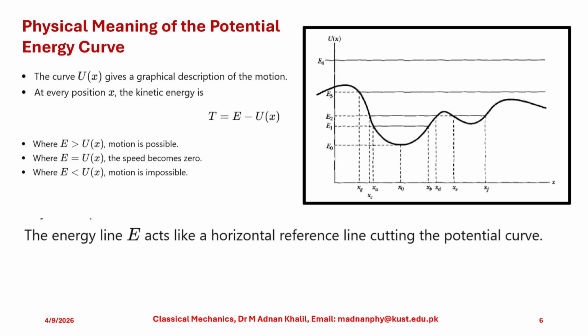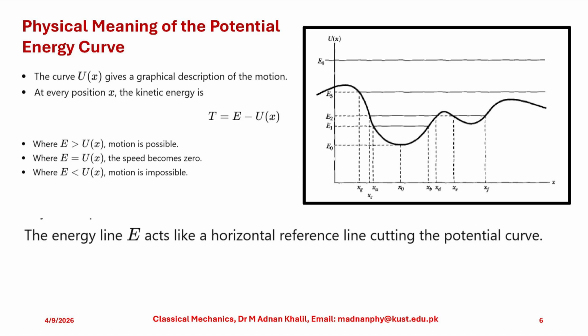Now, look at this figure carefully. The curve is U of x, that is, potential energy as a function of position. The horizontal lines represent different possible values of the total energy E. Whenever the horizontal energy line cuts the potential energy, those intersection points are special. They are places where kinetic energy becomes zero. In other words, we can call them turning points.